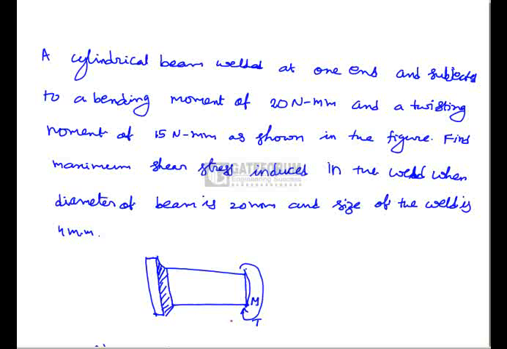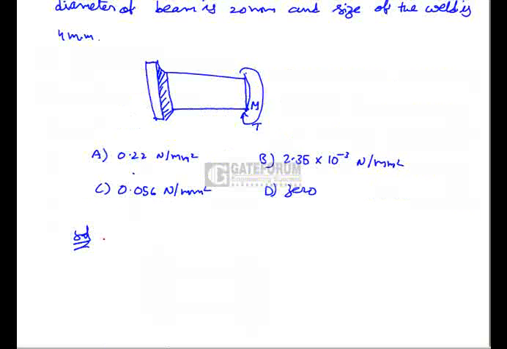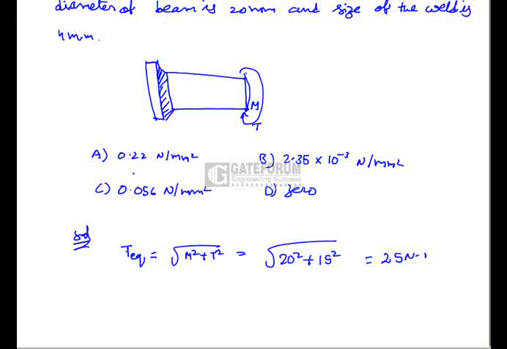A circular beam is subjected to a bending moment and twisting moment at the free end, and the other end is welded. So here are the given options, and coming to the solution, we have to find the maximum shear stress. To get the maximum shear stress, first we have to find the equivalent torque, because it is subjected to a combination of bending moment and twisting moment. So equivalent torque is equal to root of M square plus T square, which is root of 20 square plus 15 square, which gives a value of 25 Newton mm.